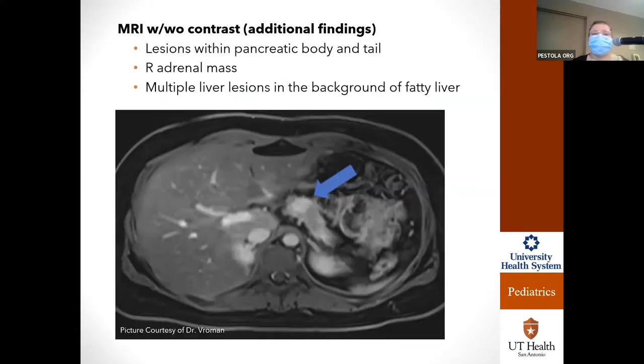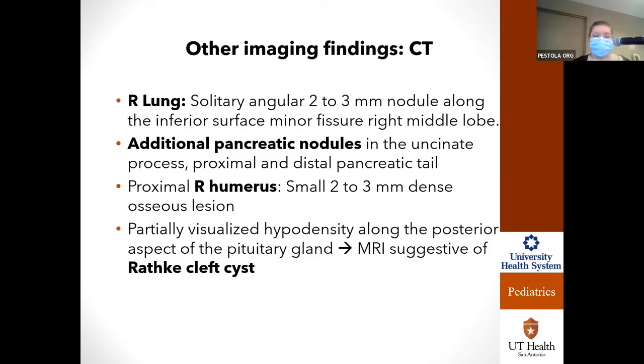Additional findings on abdominal MRI showed lesions within the body and tail of the pancreas, a right adrenal mass, and multiple liver lesions in the background of fatty liver. Other findings included a solitary mass on the right lung, pancreatic nodules, and a proximal right humerus lesion, as well as a hypodensity in the posterior pituitary region.